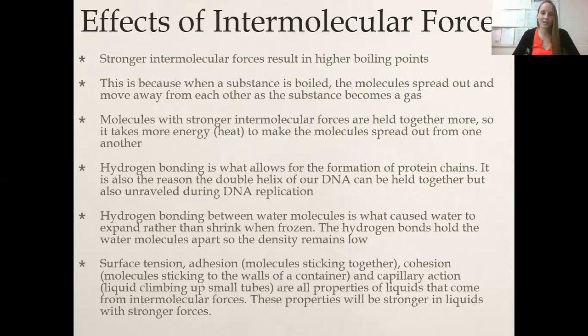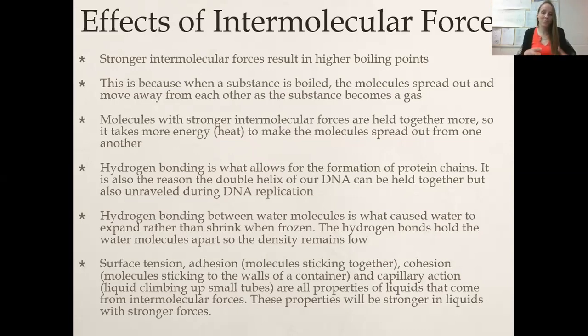What else? Hydrogen bonding also allows for the formation of protein chains. It's what allows your DNA to be held together and then split apart to replicate and then attached again. So DNA replication wouldn't work without hydrogen bonding. It's also the reason, oh my gosh, someone keeps ringing the doorbell.